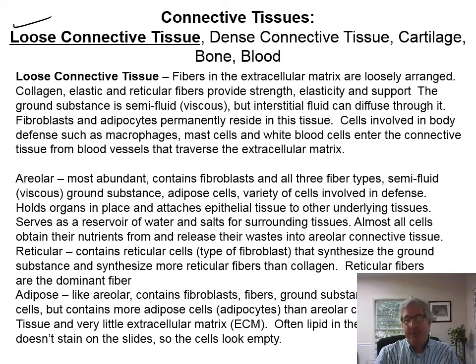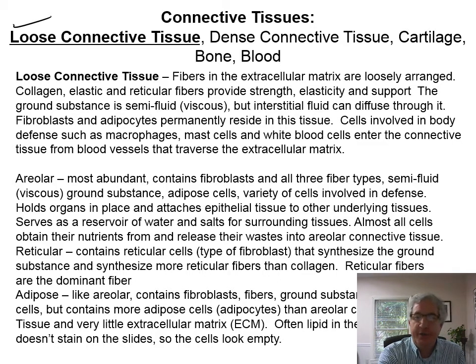Well, the fibers in the extracellular matrix, remember you have cells, fibers, and ground substance, are loosely arranged. You have lots of room between the cells, and you have collagen, elastic, and reticular fibers. Those provide strength, elasticity, and support. The ground substance is semi-fluid, so it's viscous, but stuff can diffuse. Other fluid, called interstitial fluid, meaning fluid between cells, can diffuse through this.